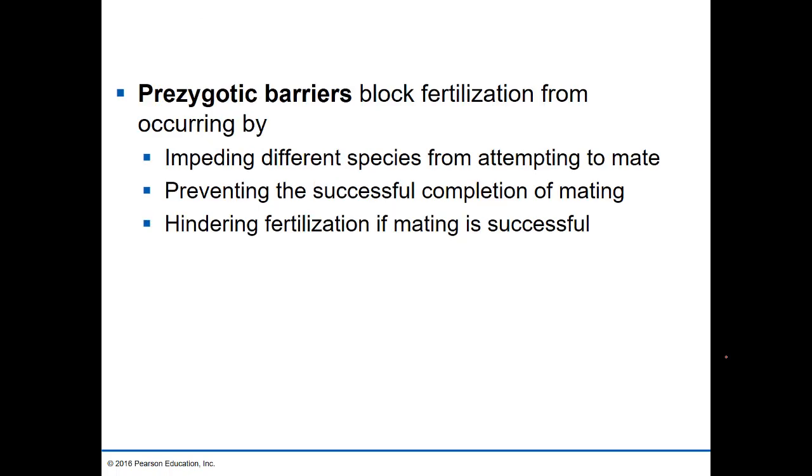If it happens before fertilization, we call it prezygotic, pre meaning before, right? A prezygotic barrier keeps fertilization from occurring. So they can't mate for whatever reason. Something prevents them. Maybe they try the act of mating, but something prevents a successful completion of mating, or hinders fertilization if mating is successful.